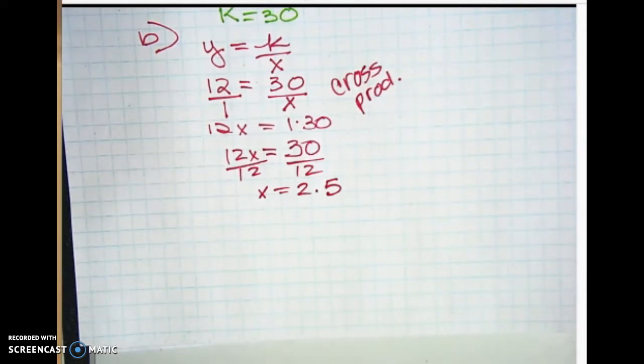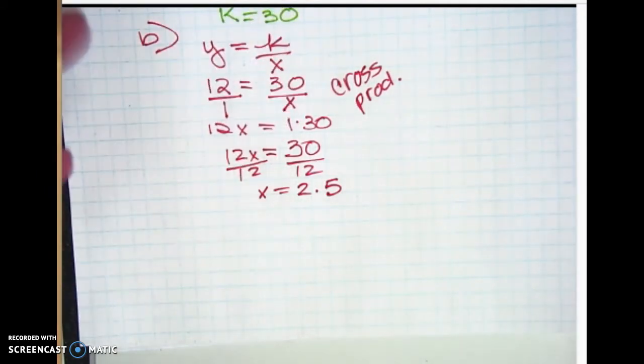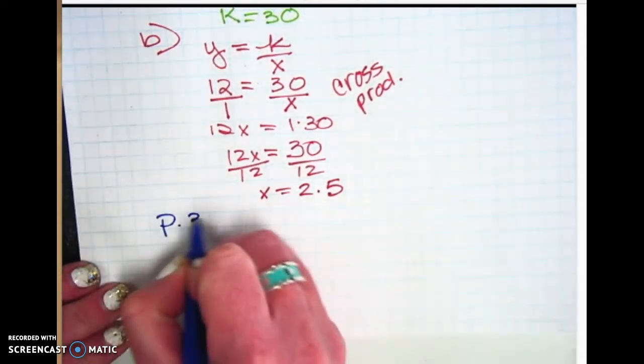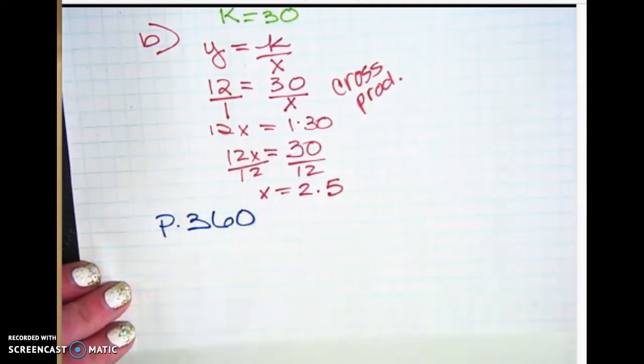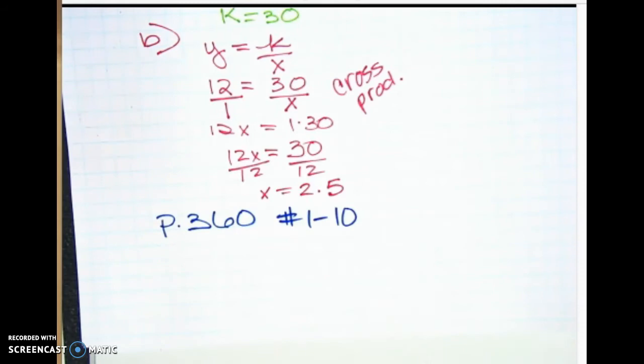All of the problems in 1 through 10 are like this. The wording might be slightly weird, but they're all inverse variation. Okay, so you guys are going to do page 360. You're going to do 1 through 10 all. And that's it.